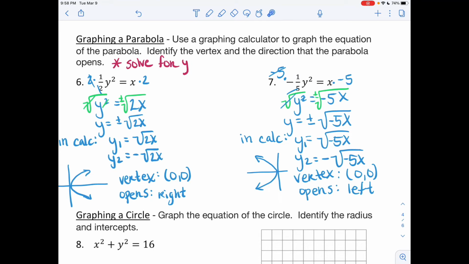Once you put this in your calculator, you should see that the vertex is still at 0, 0, and that we open to the left. Notice that we don't have any graph over here in the positive x values. That's because it's undefined over here. We have to have a negative for the x so that overall our square root's radicand is positive.